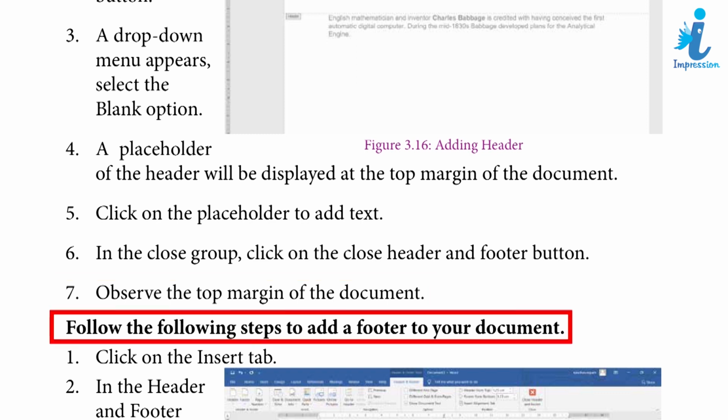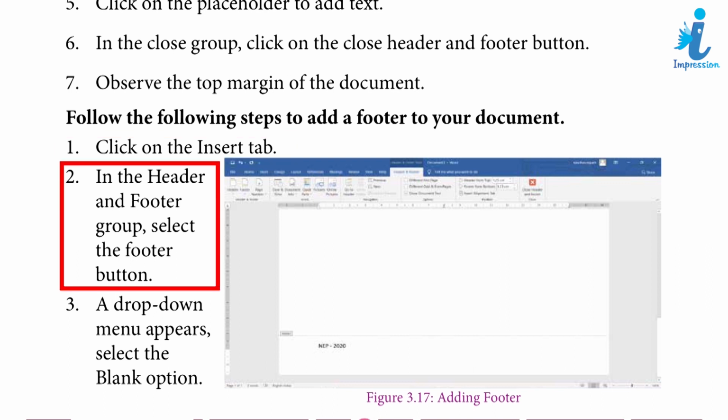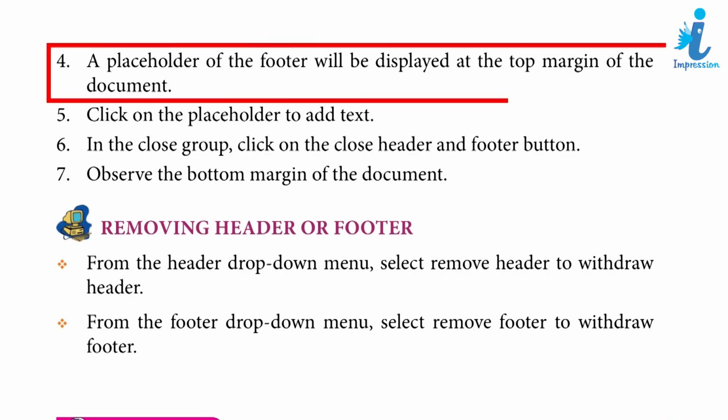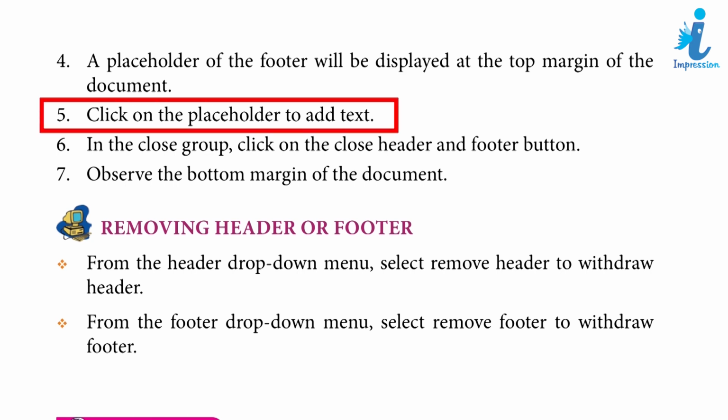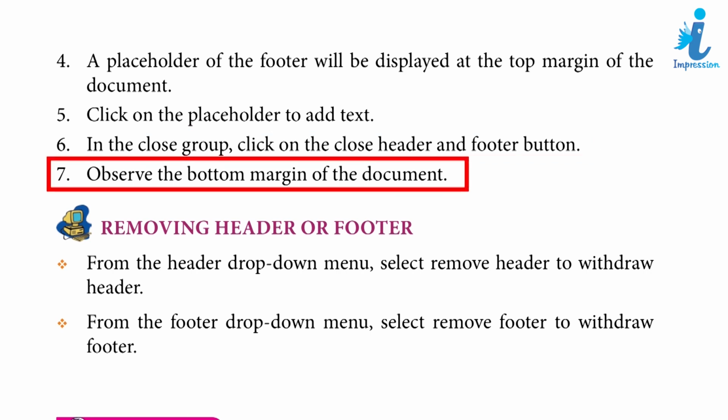Follow the following steps to add a footer to your document. 1. Click on the Insert tab. 2. In the header and footer group, select the footer button. 3. A drop-down menu appears, select the blank option. 4. A placeholder of the footer will be displayed at the bottom margin of the document. 5. Click on the placeholder to add text. 6. In the close group, click on the close header and footer button. 7. Observe the bottom margin of the document.